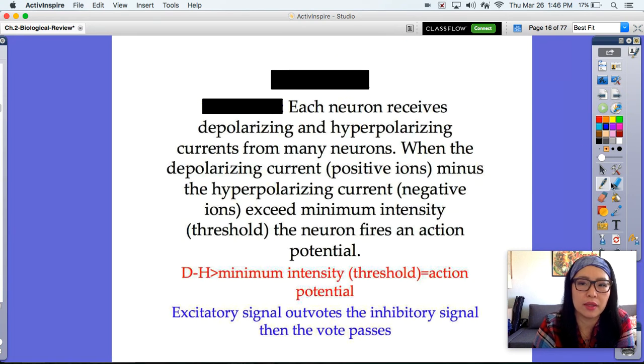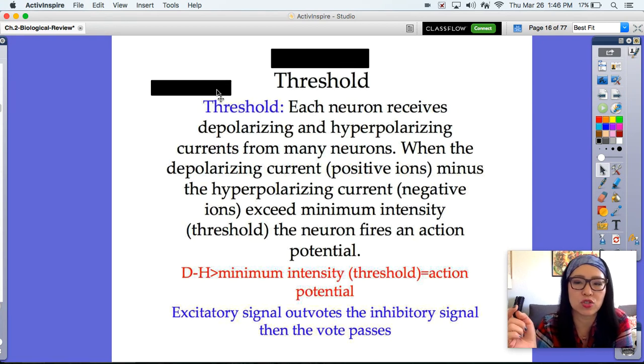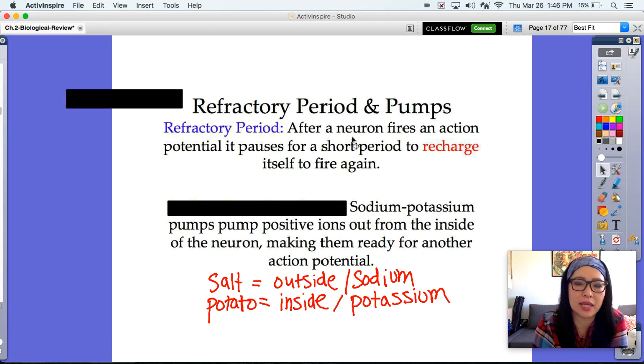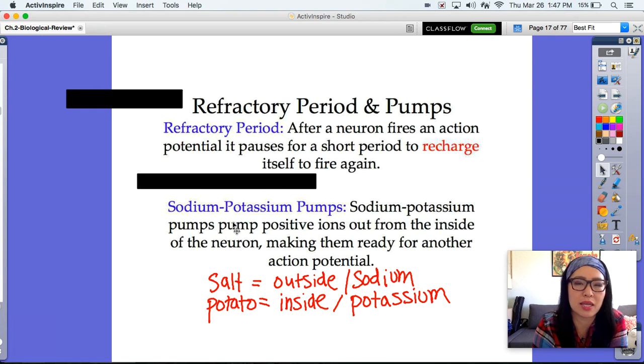Okay, then we have something called a threshold. So the threshold essentially in the toilet example is going to be the handle. So once you push the handle to a certain point, like past the threshold, then it's going to fire. Same thing when it comes to neurons firing as well. Then of course, a neuron has to take a pause, which is the refractory period, where they're going to recharge, and then it can fire itself again. And then sodium-potassium pumps, again, we use the potato chip to represent this whole process as well.